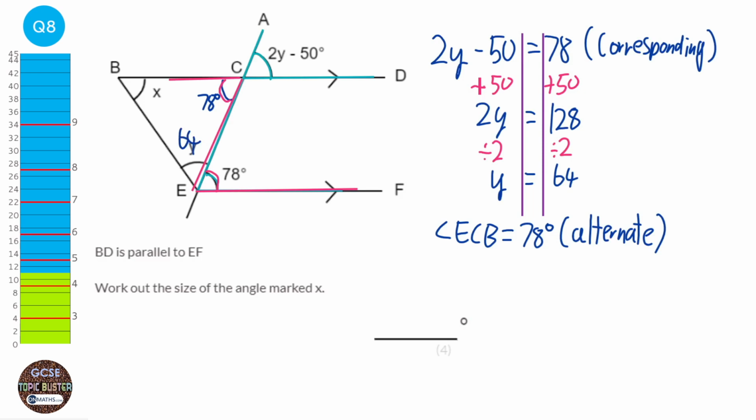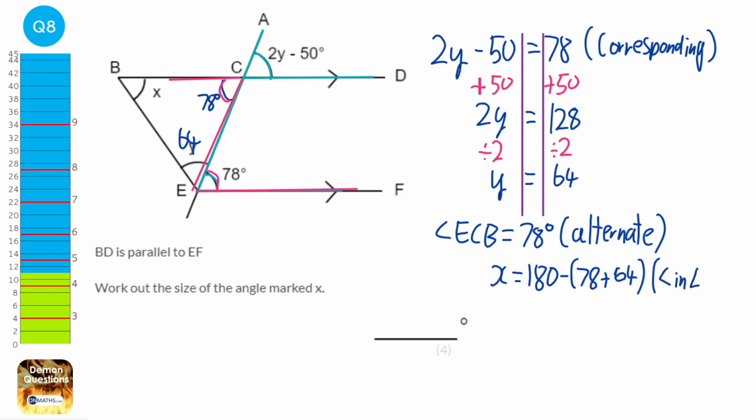because we know what y is, then we can work out what x is. So x equals 180, angles in a triangle, take away the 78 we know and the 64 we know. And the reason for that is angles in a triangle add up to 180 degrees. And just make sure you write down all the reasons as you go. And when we take away the 78 and the 64 from 180, you get 38. So x is therefore 38 degrees.